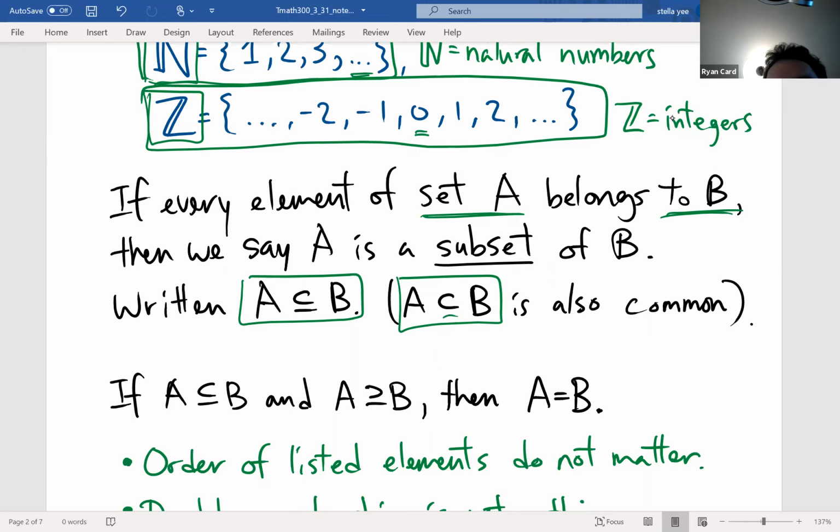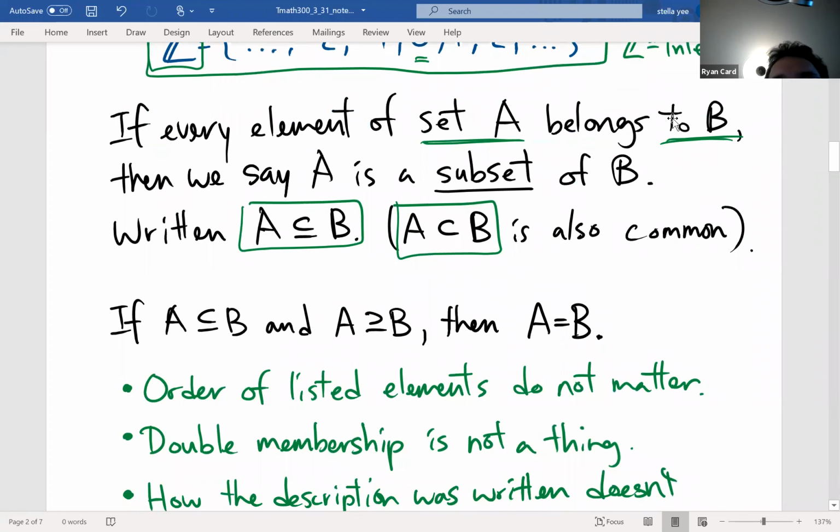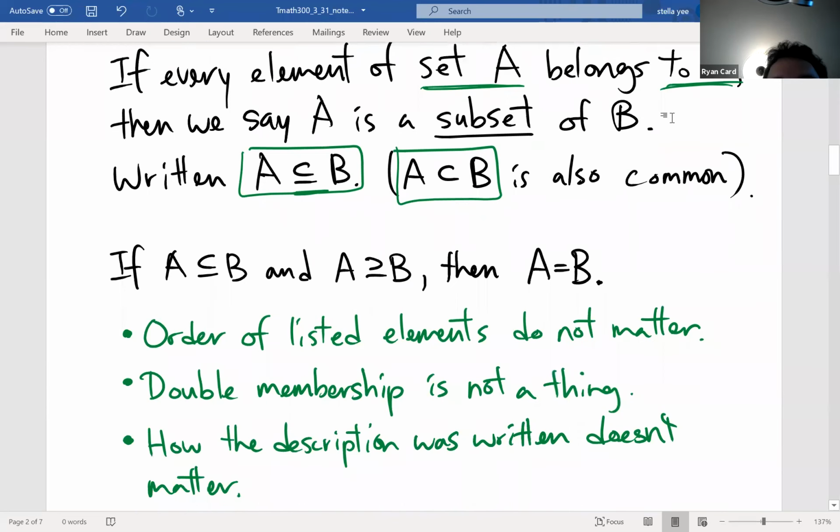Sometimes people put a not-equal-to sign below it to show that it's a proper subset, like it's a subset but not equal to. That's another common thing that sometimes people use. But in our class, we'll use this notation.